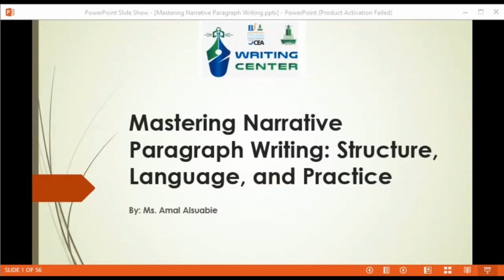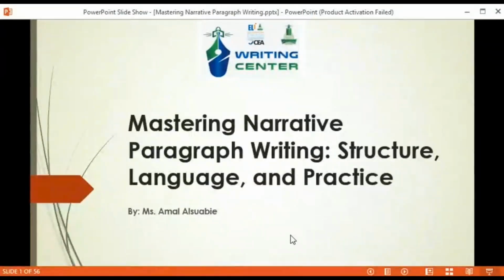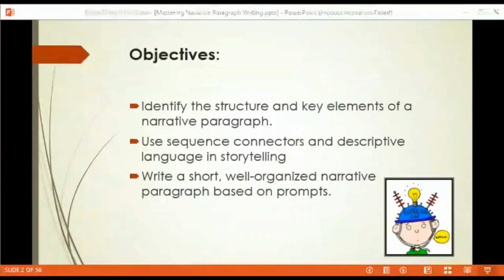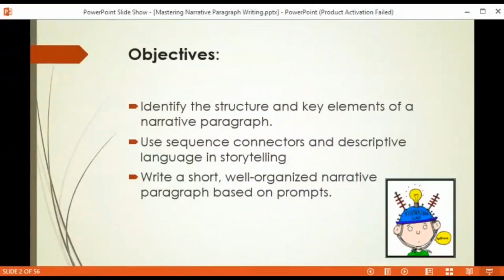Thank you. Today, inshallah, we are talking about mastering narrative paragraph writing: structure, language, and practice. Our objectives today are three main objectives. As you see on the screen: identify the structure and key elements of a narrative paragraph, use sequence connectors and descriptive language in storytelling, and write a short, well-organized narrative paragraph based on prompts.